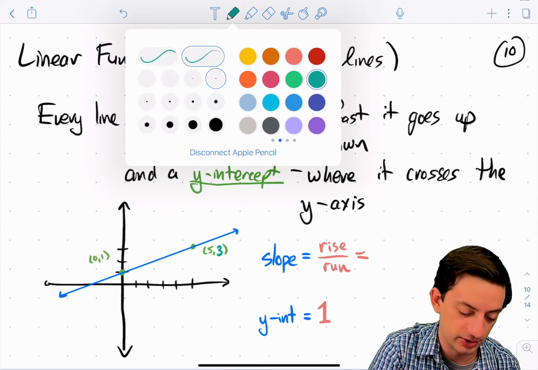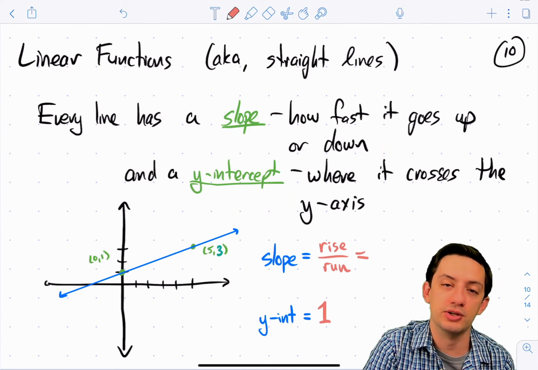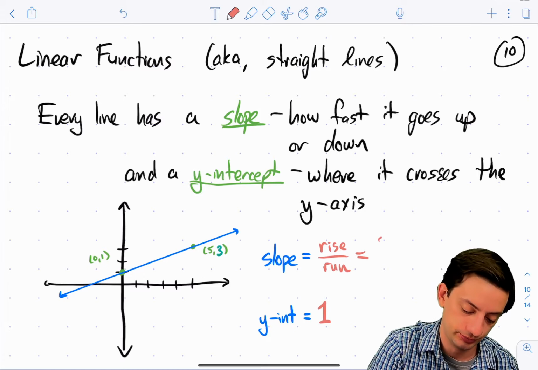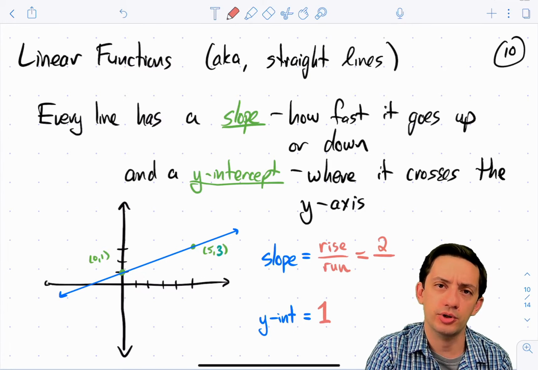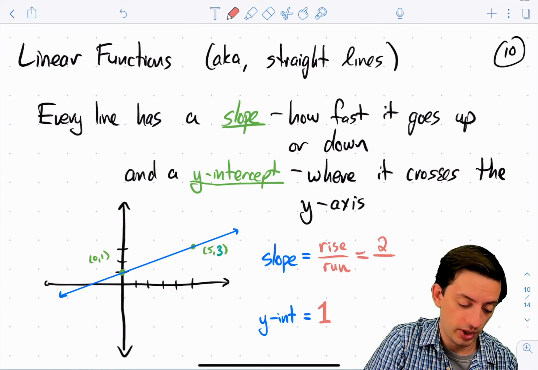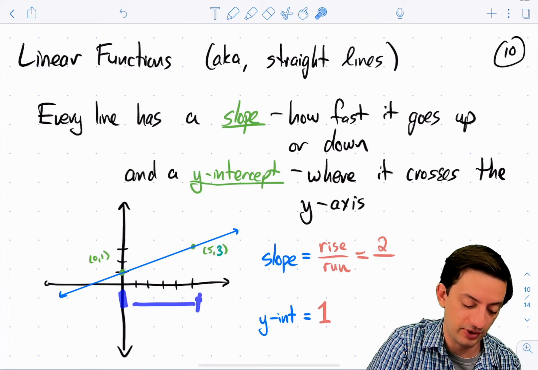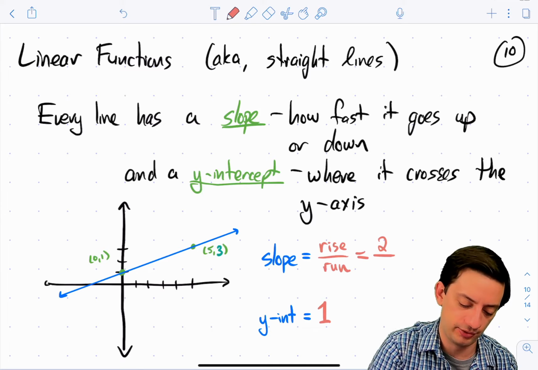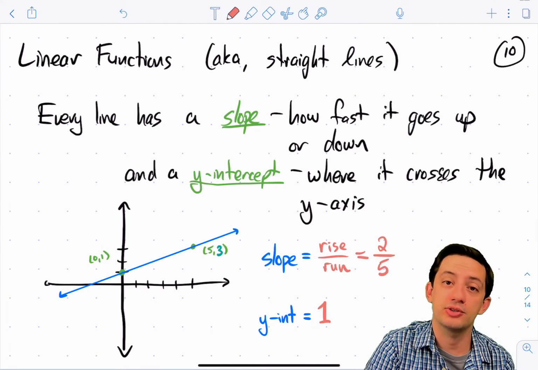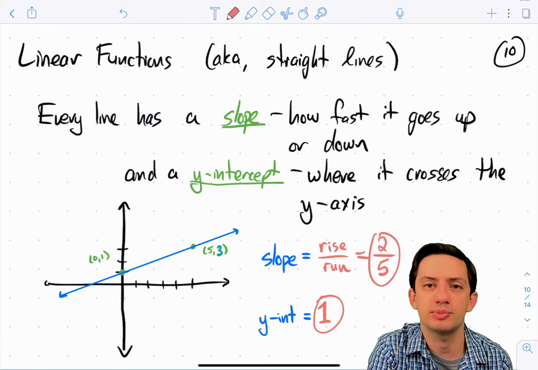That's a different green, but that's okay. We go from 1 to 3, so that means we've gone up by 2. And how far over did we have to go in order to go up by 2? We had to go from 0 all the way over to 5. So in order to go up by 2, we had to go over by 5. And so now we have our slope. Our slope is 2/5, and our y-intercept is 1.